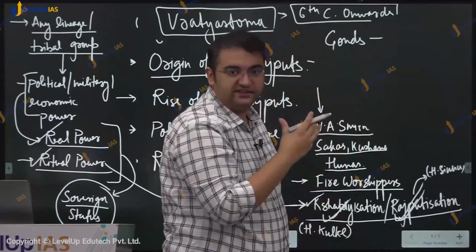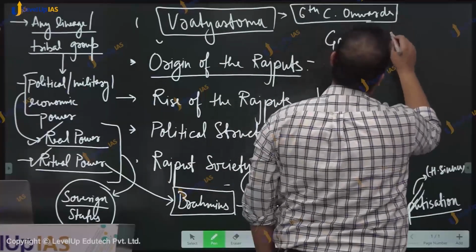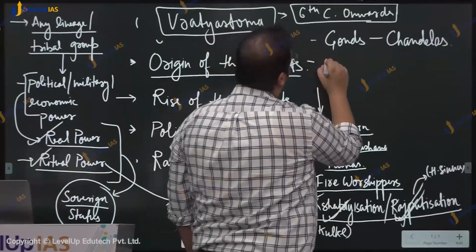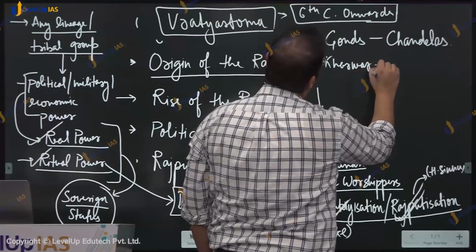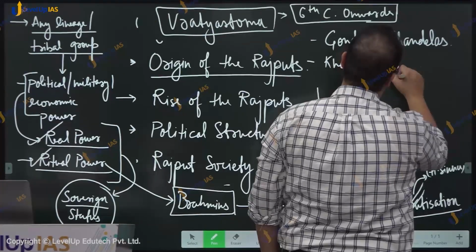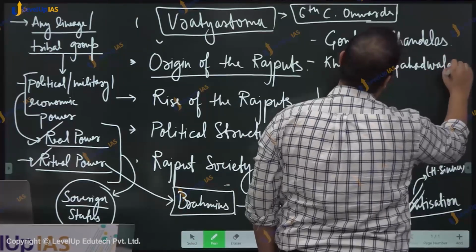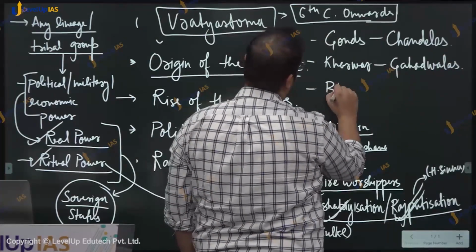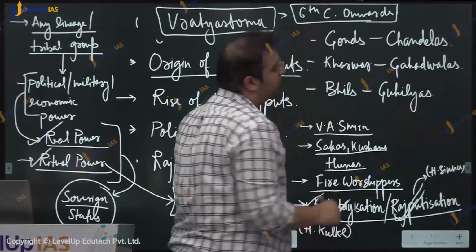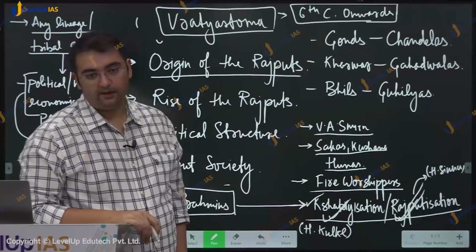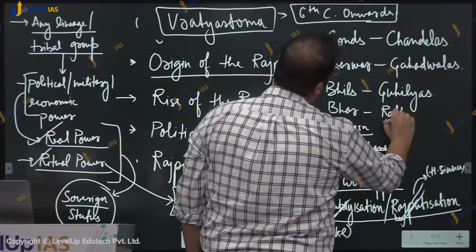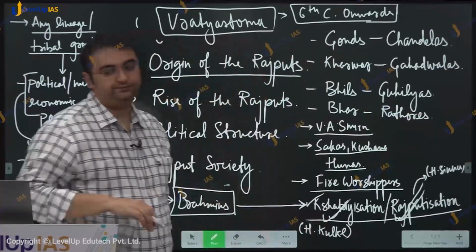the Gonds, a tribe of central India. Some of the Gonds became Chandelas. Kharwar became Gahadwals. Bhils became Gohilyas or Gohilas. Bhars became Rathors, etc.